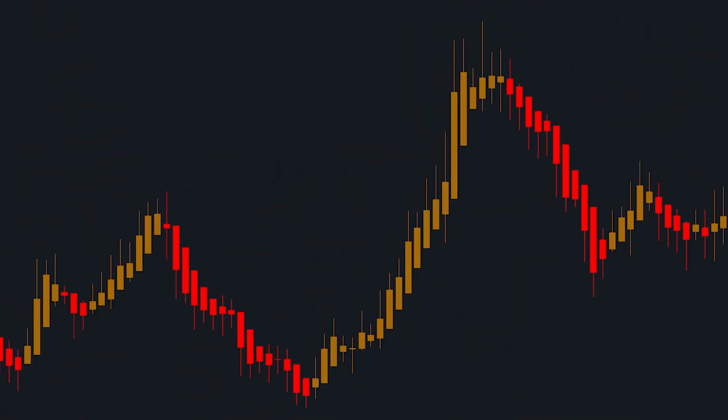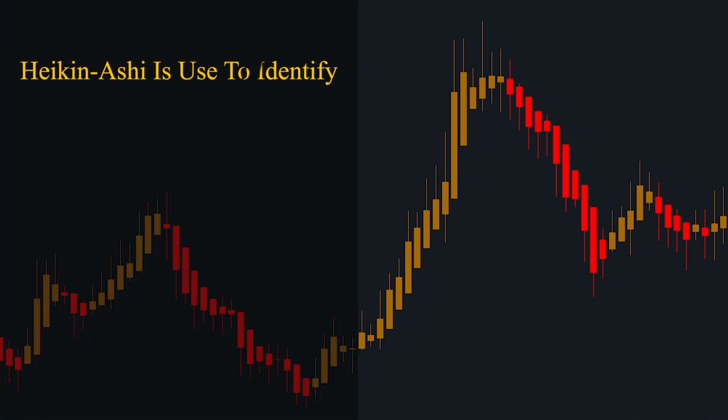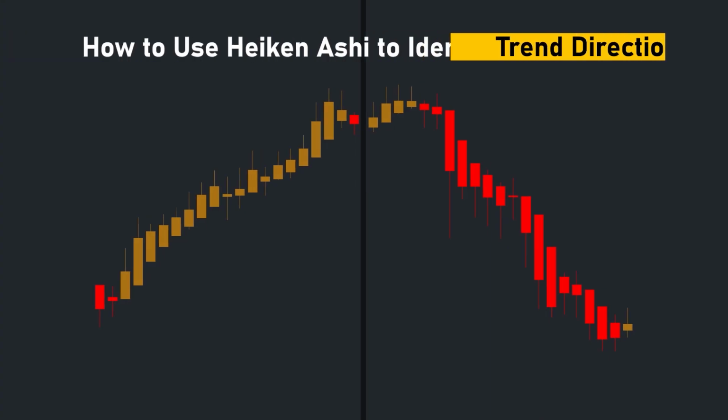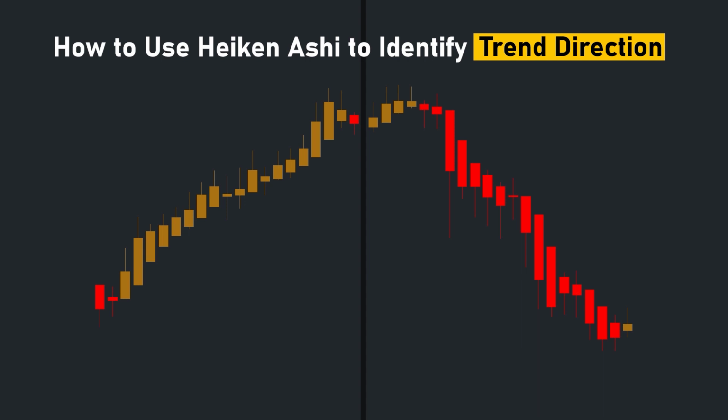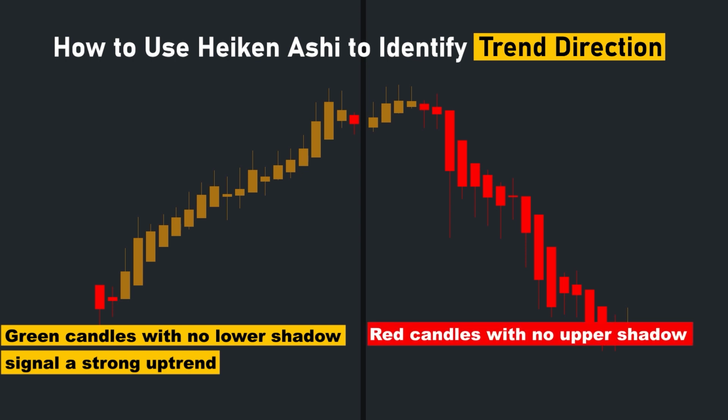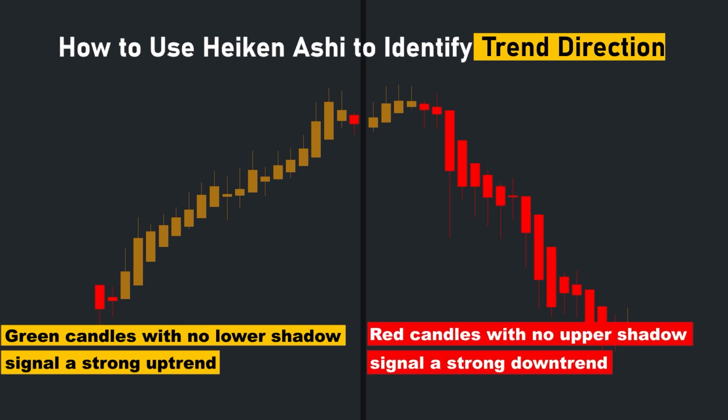As I mentioned at the beginning of the video, there are 2 things we can identify using Heikin Ashi. 1. Trend direction, and the second, trend strength. How to use Heikin Ashi to identify trend direction. More green candles show that the trend is up. Red candles show that the trend is going down. Green candles with no lower shadow signal a strong uptrend. Red candles with no upper shadow signal a strong downtrend.